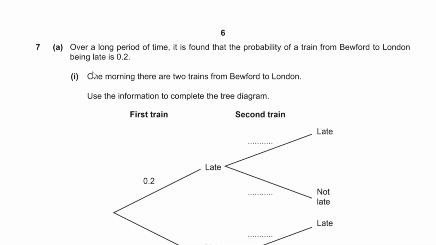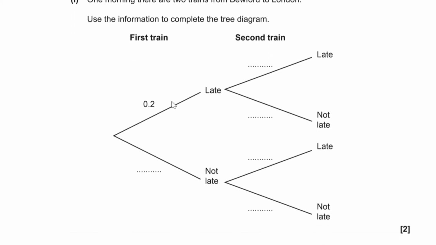Question number 7. For part A, over a long period of time, it is found that the probability of a train from Beaufort to London being late is 0.2. For the first part of part A, one morning there are 2 trains from Beaufort to London. Use the information to complete the tree diagram. Well, the probability that the train is late is 0.2, so we can fill this in the appropriate places. And therefore the probability that the train is not late is 1 subtract 0.2, which is 0.8. So we can fill in the 0.8 in the appropriate places.